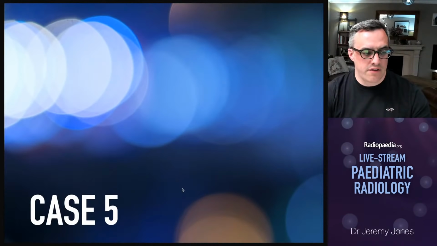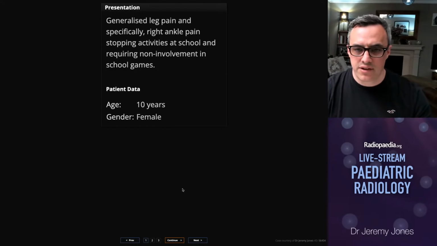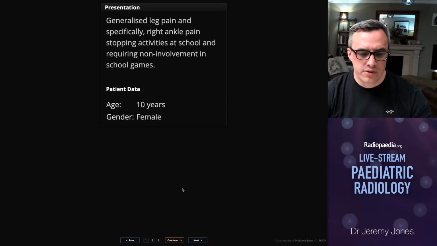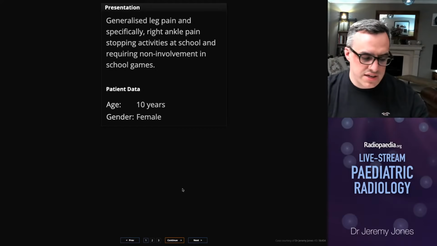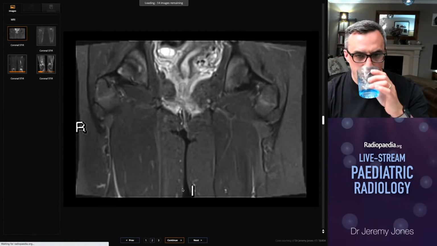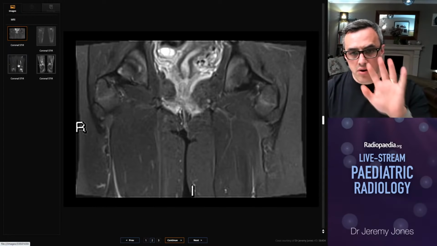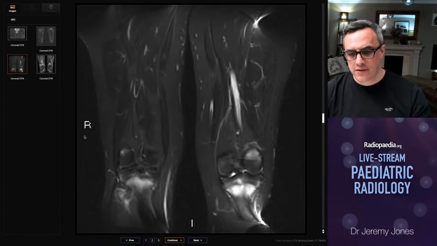So, case 5, and I think our final one. Generalized leg pain, specifically right ankle pain, stopping activities at school and requiring non-involvement in school games. So she's got a little letter from mum saying that she can't do it because she's sore. And she's got ankle pain on this request, but she's got knee and ankle pain and swelling. And so we've got a coronal STIR of the whole of the legs.